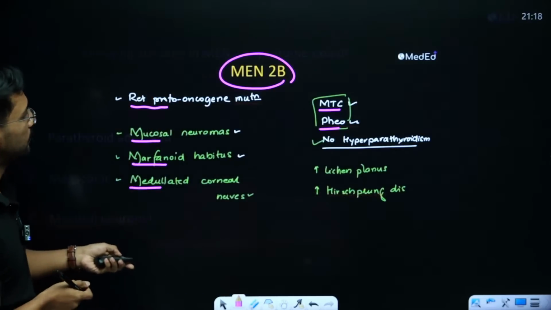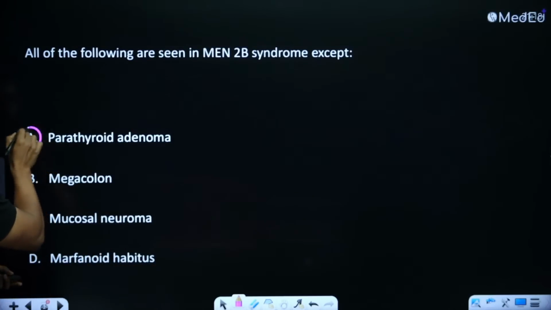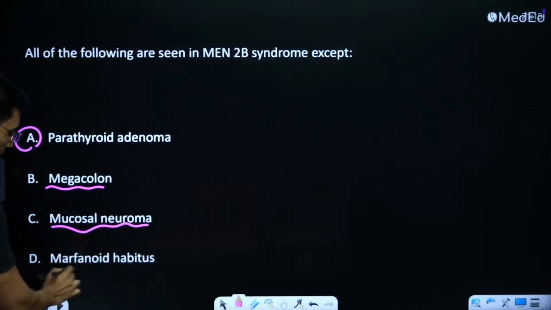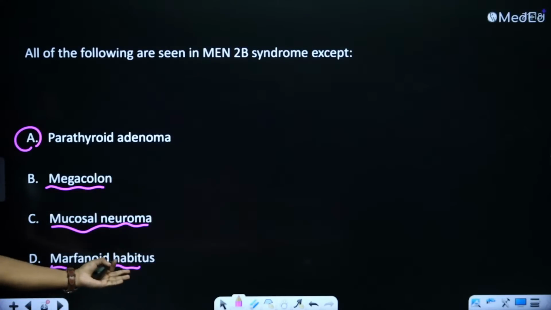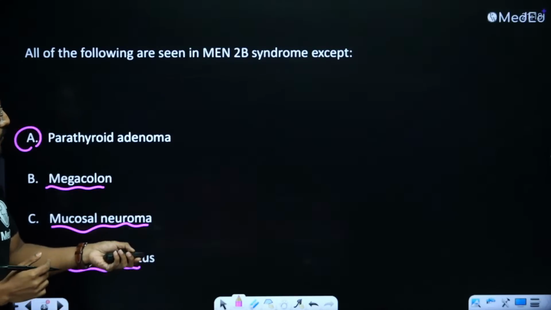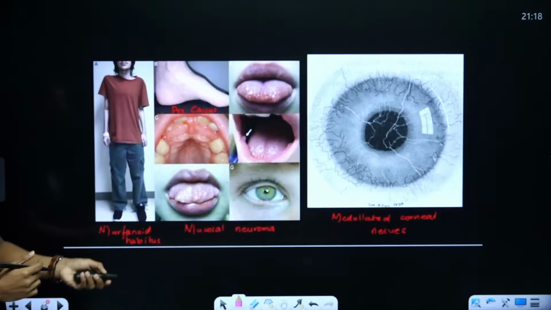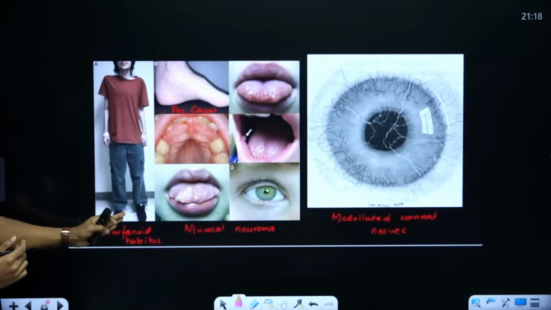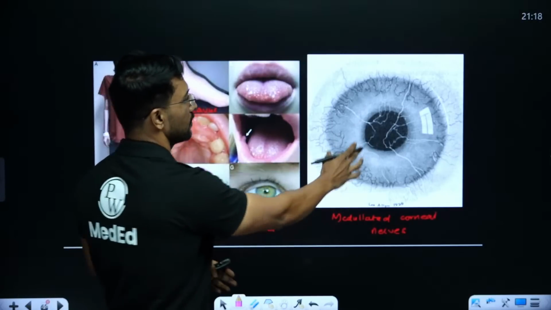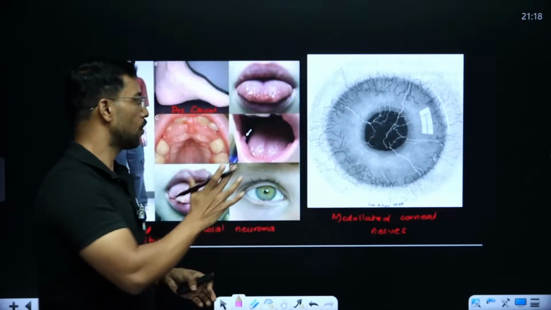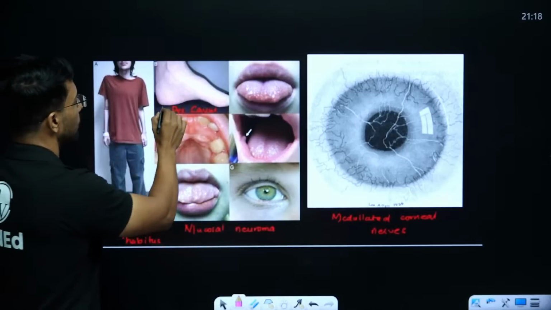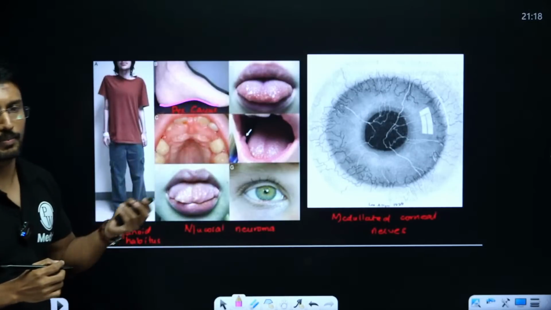So what should be our answer here? We are not expecting to see parathyroid adenoma, right? They can have megacolon, they can have mucosal neuromas, they can have marfanoid habitus. In fact, marfanoid habitus is always given as a clue for MEN 2B syndrome if it is a clinically oriented question, right? So you may end up getting image-based questions. As you see here, marfanoid habitus, the mucosal neuromas, and the medullated corneal nerves. All these thread-like structures you're seeing, those are medullated corneal nerves. So please be aware of these image-based questions as well. One more thing, you can get the pes cavus deformity as well in patients with MEN 2B.